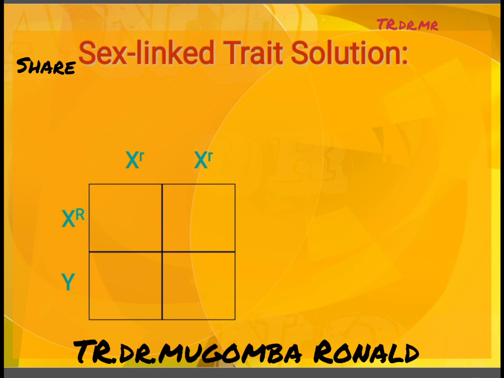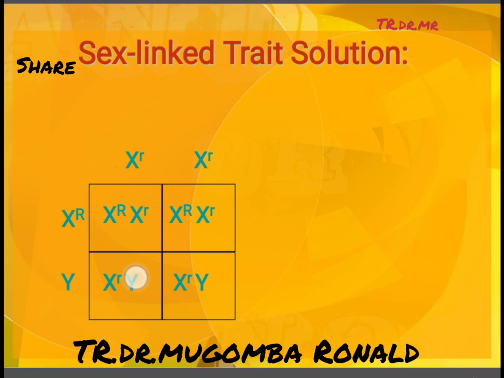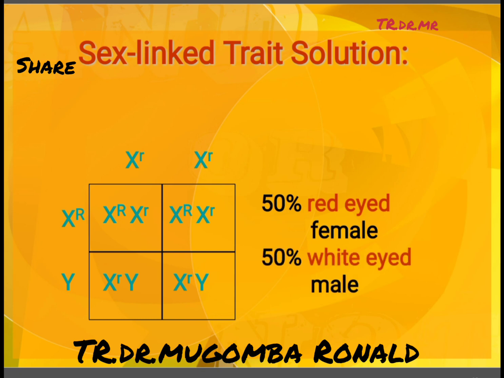So you can see here what we are going to get. Those are our parental genotypes. Those are the offspring genotypes. You can see we have capital R, small r, capital R, small r. So now this one here will be red-eyed, but these ones will be white-eyed males. This one is going to be red-eyed females. Okay, let's see our ratio. We shall have 50% of the offspring being red-eyed females and 50% of the offspring being white-eyed males.